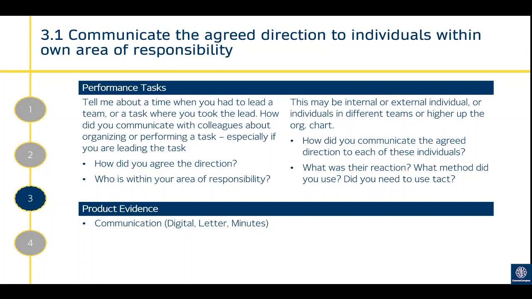Could be anyone really. Doesn't have to be internal, could be external, could be a freelancer, could be a supplier. If you're responsible for coordinating them, then that fits within this criteria. How did you communicate the agreed direction to each of these individuals, and what was their reaction? What method did you use, and did you have to use any tact to do this? Product evidence, as already mentioned, would be some form of communication.